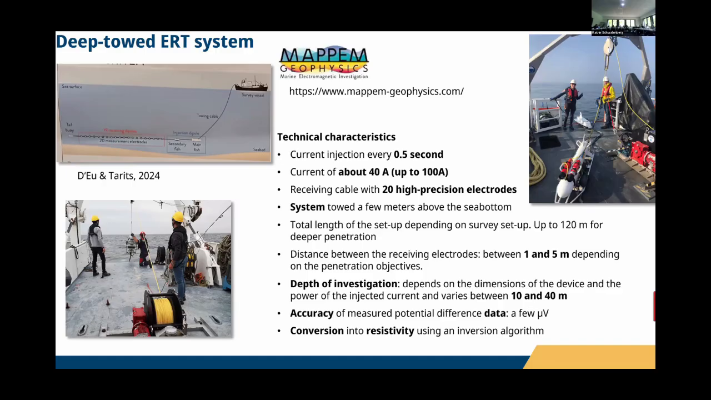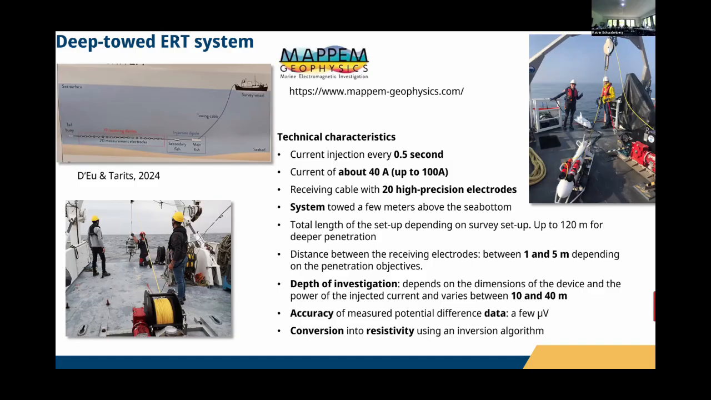The main fish here, which you see here, hosts the transmitter, so the signal generator in that, and one of the current electrodes. The other current electrode is a second little fish. So here the current is injected, and then you have the streamer with up to 20 measurement electrodes that can be combined to measure different dipole configurations.